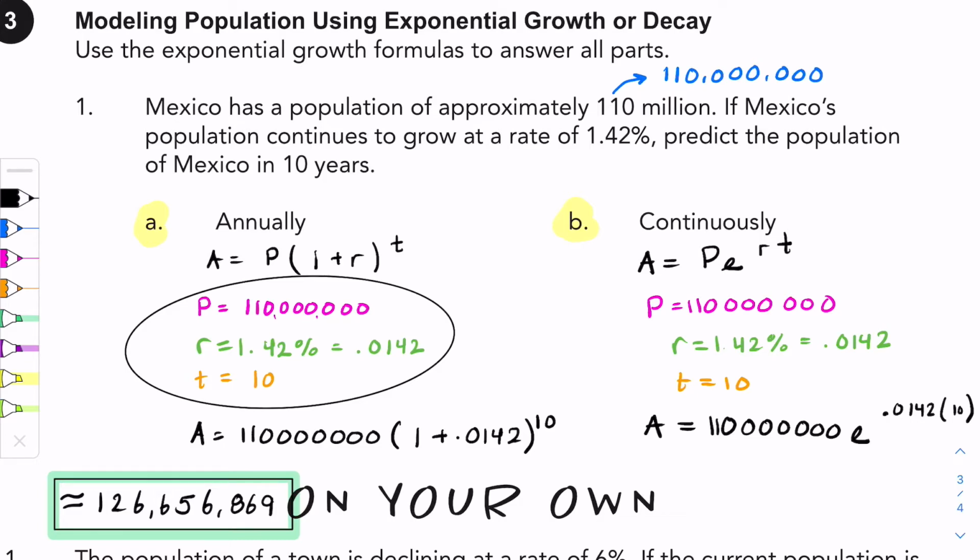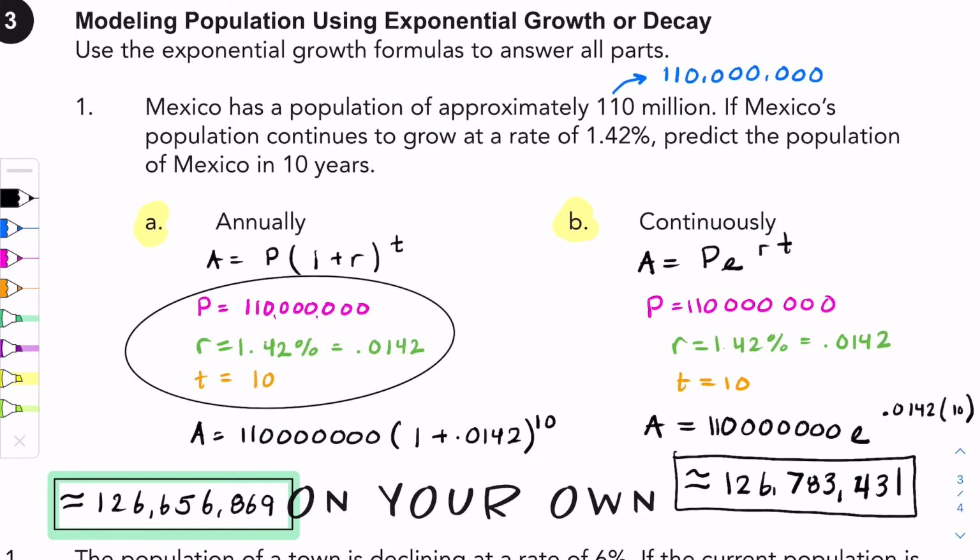And if I type that into my calculator, I have a very similar answer. This one is 126,783,431. So not far off from the first example or from part A. You are going to end up with similar answers. The interest rate is obviously the same, the starting amount is the same, the time is the same. The only thing that is slightly different is the formula that you're using. So is the population compounded annually or is it continuously? Those are two different formulas.